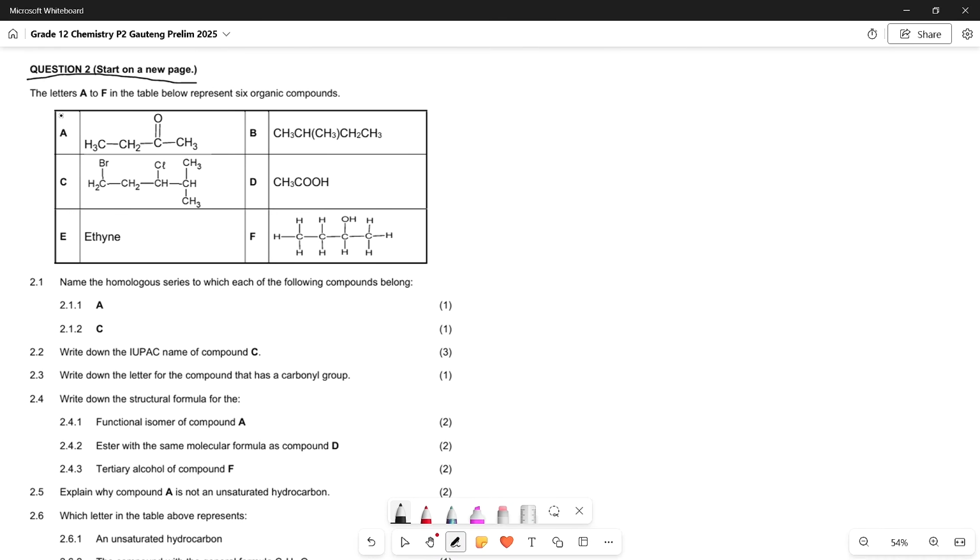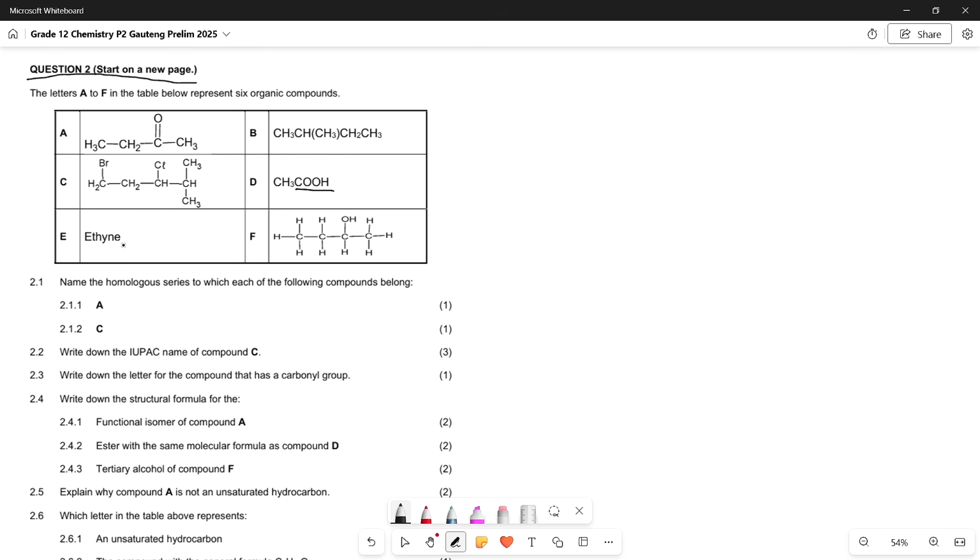Question 2, it says the letters A to F in the table below represent 6 organic compounds. We have the structural formula here for A with a double bond O over there. We have our condensed molecular formula over here with just C's and H's, so some sort of hydrocarbon chain. Here we have a bromine and a chlorine attached, so some sort of hydrohalogen for C. For D, we see our COOH over here, so this is some sort of carboxylic acid.